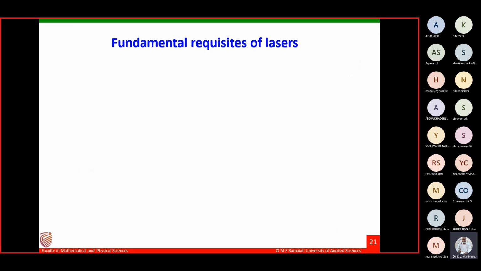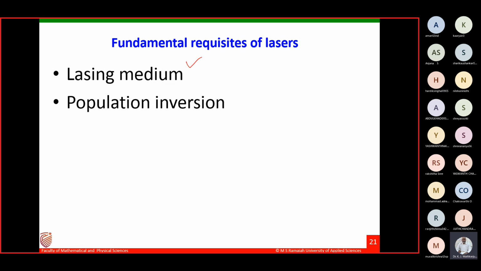Now, along with that, what are the other fundamental requirements if I want to get a special light like laser? First one is I need a lasing medium. We are going to discuss it later. Please write down, this is also another important question: what are the fundamental requisites of laser? The first and foremost is a lasing medium. Second, I need to have a population inversion in that lasing medium.